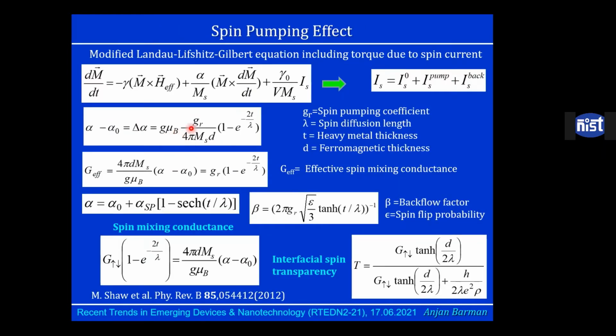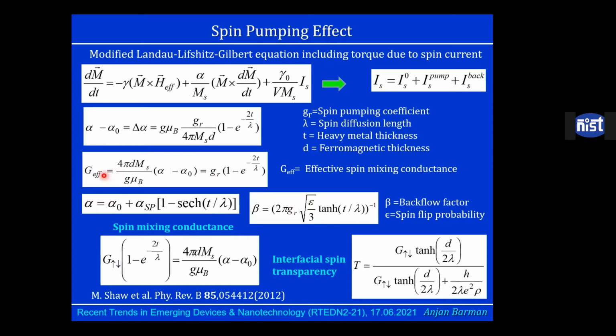And here delta alpha is not similar to that, but it has a different form. And it is now given by, of course, g mu B g_r over 4 pi Ms d, where g_r is the spin pumping coefficient, d is the ferromagnetic layer thickness, and 1 minus e to the power minus 2t over lambda. And this t is the heavy metal layer thickness, and lambda is called the spin diffusion length. That means the length over which it can traverse before it decays. So you can call it a decay length of the pure spin current inside the non-magnet. So this is the spin diffusion length, and the value of this varies quite significantly from material to material.